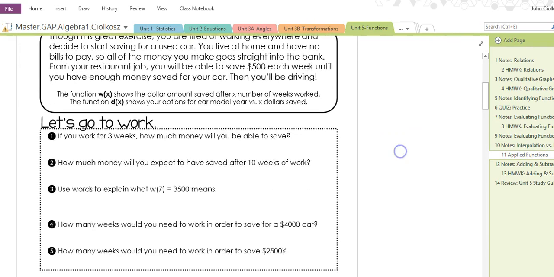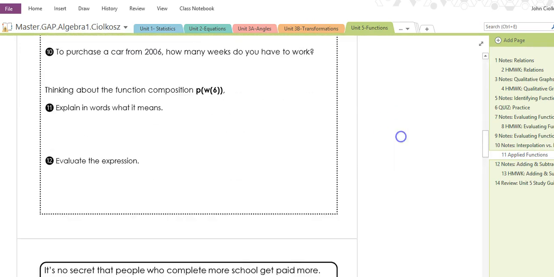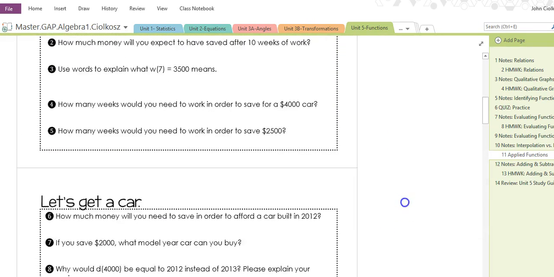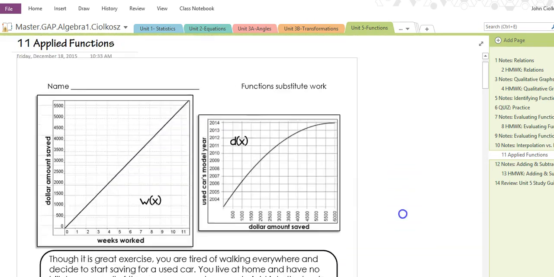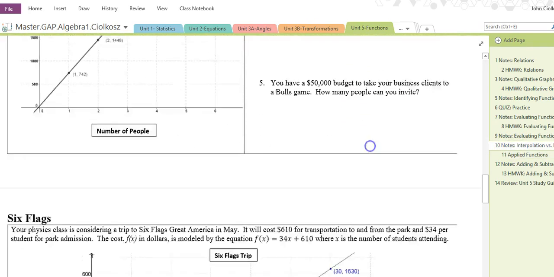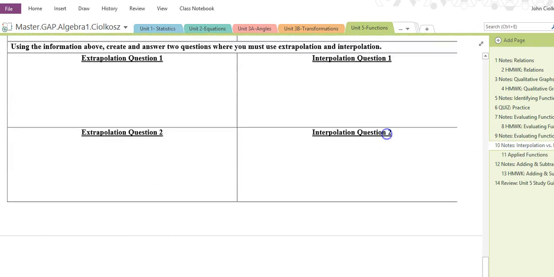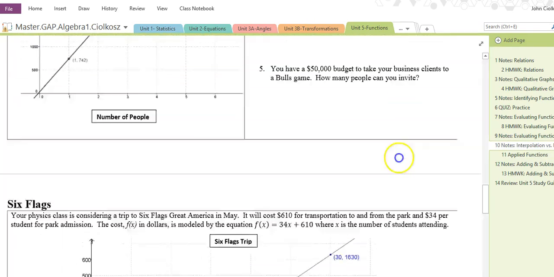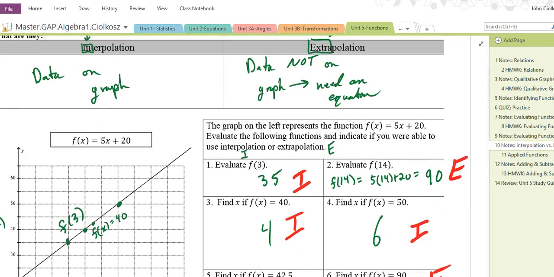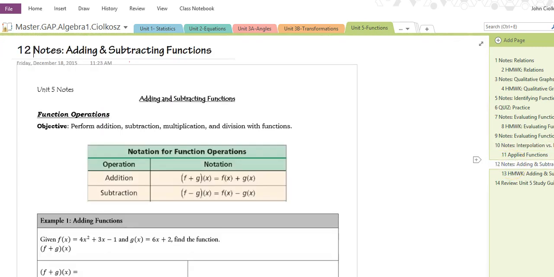So what I'd like you to do is let's take a look at 11. Actually, you know what? We're going to skip 11 altogether. What I want you to do is finish all of the problems on 10. So about 3 more. Once you finish that up, totally skip 11. And we're going to move on to 12 for some more notes.